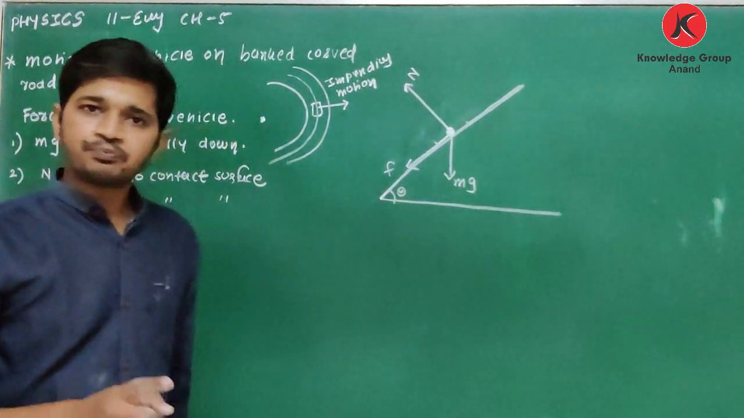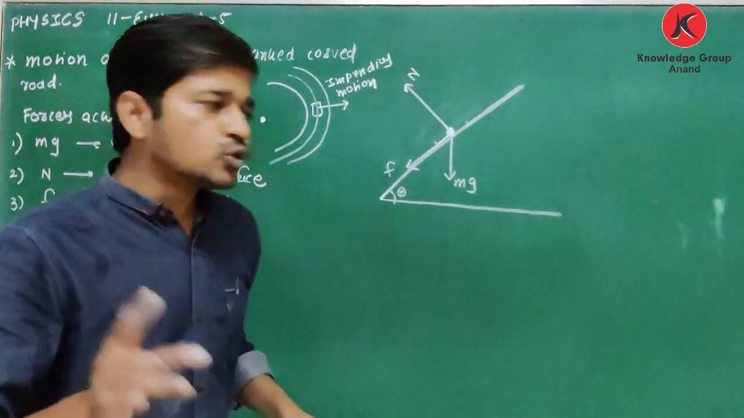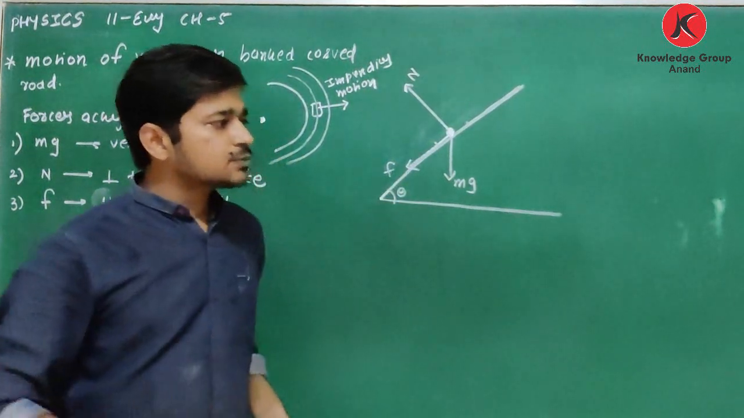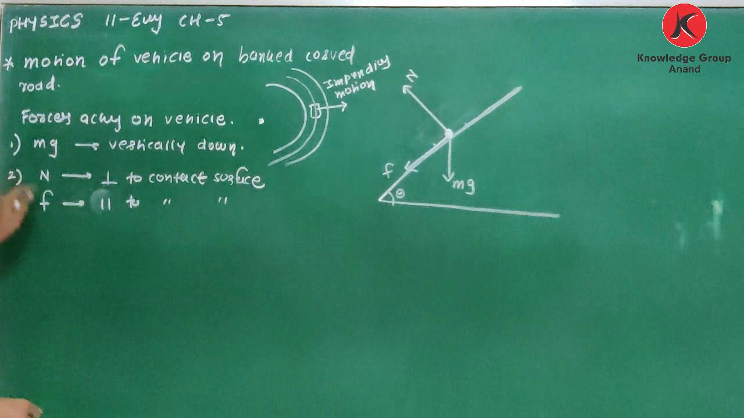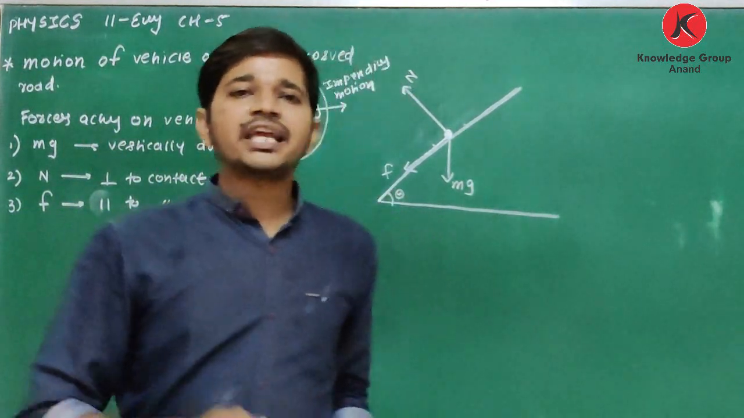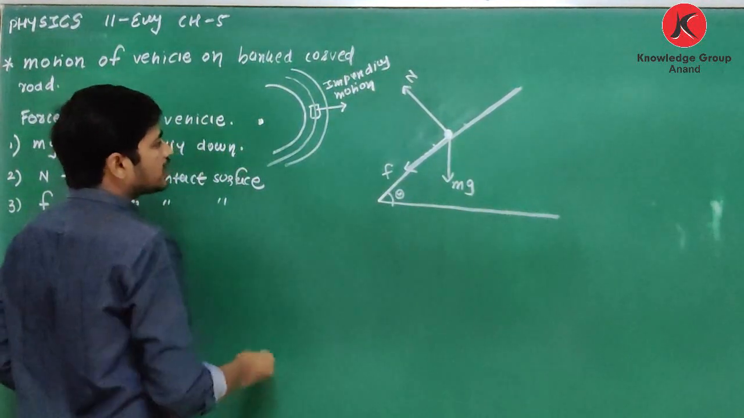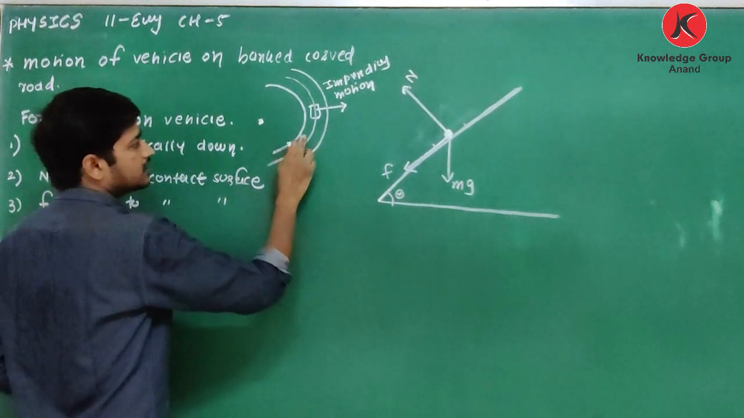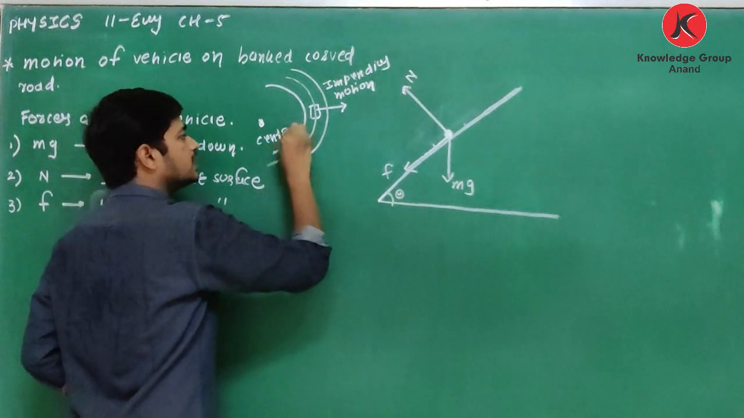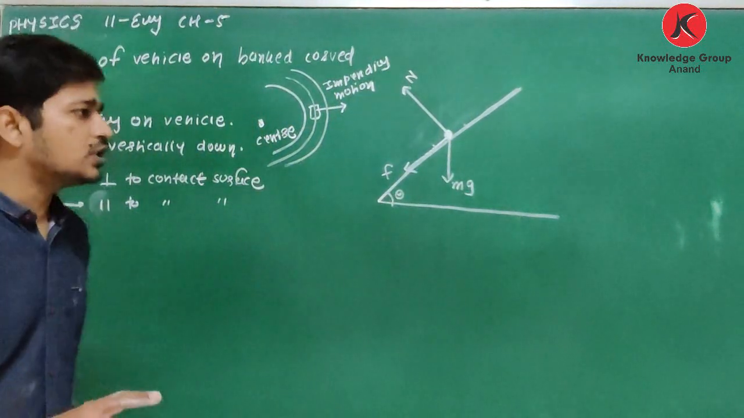Clear about these three forces? Okay, first force mg, always vertically downward. Normal force, which is perpendicular to contact surface. Friction force, which is always parallel to contact surface. So we have three forces acting on vehicle: mg vertically downward, N normal to contact surface, F parallel to contact surface. Now in this case, as we have to find centripetal force that is acting towards the center, and it is bank curve road, so its center is obviously on this side, yes or no? So in this case we have to resolve each and every force in horizontal and vertical plane.